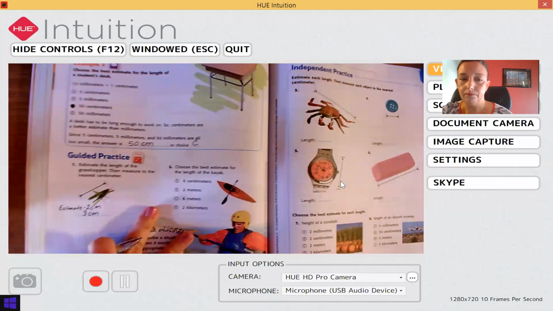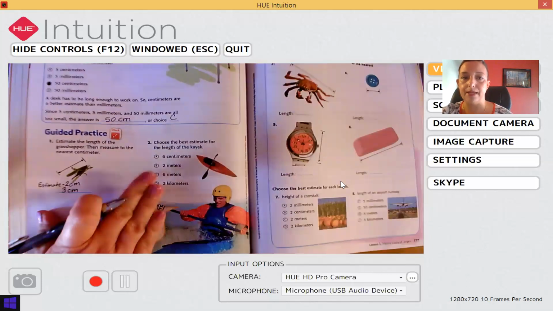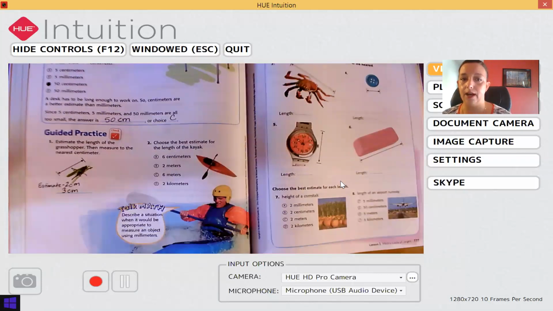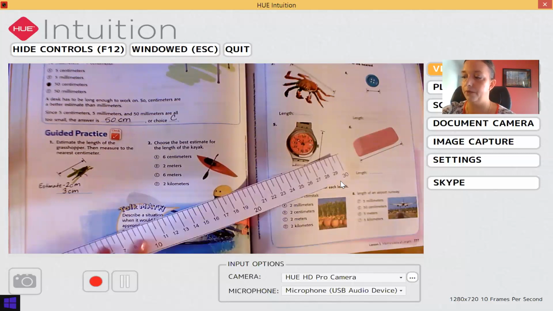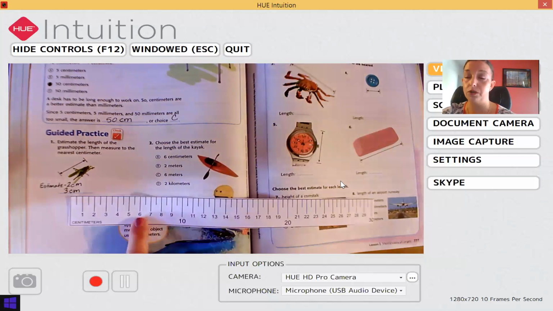Now, it says, choose the best estimate for the length of the kayak. Now, you wanna be thinking the length of an actual kayak, not the picture of the kayak, okay? So remember, a kayak is a small boat that holds a person, right? So we need to be thinking about that. Okay, so 6 centimeters, that would be like 6 ladybugs, or if I'm looking at my ruler, it would just be up to here. That's too small for a kayak.